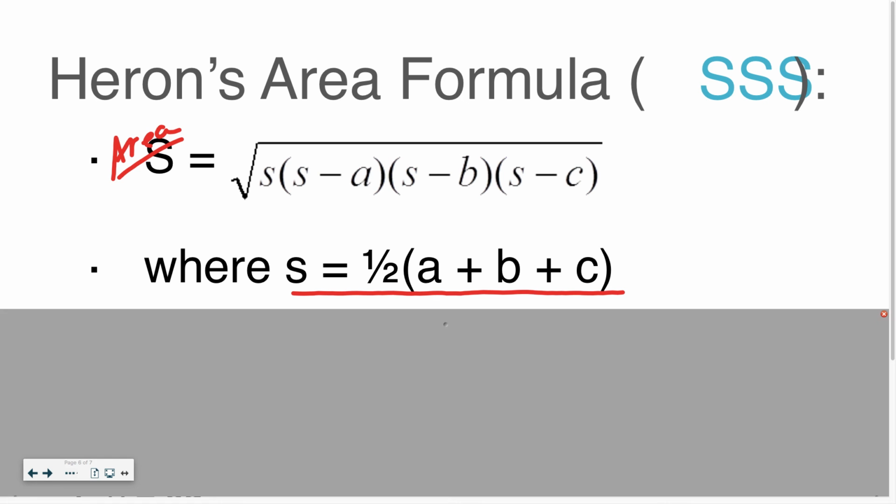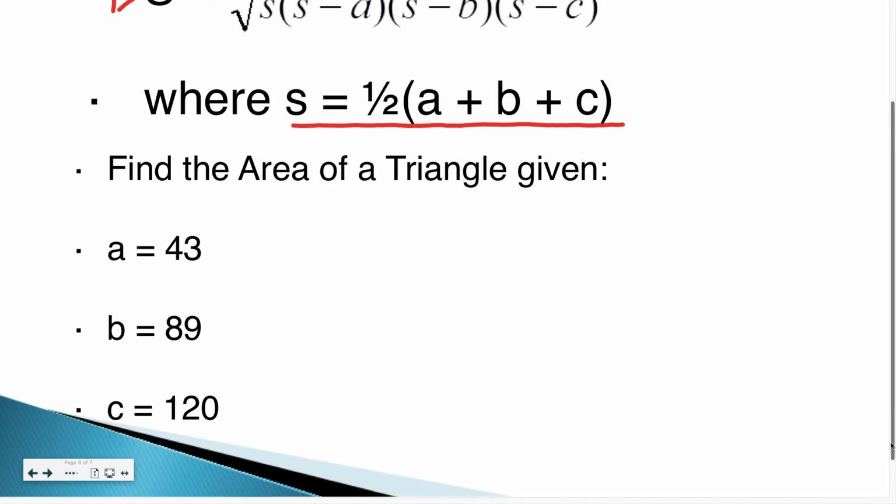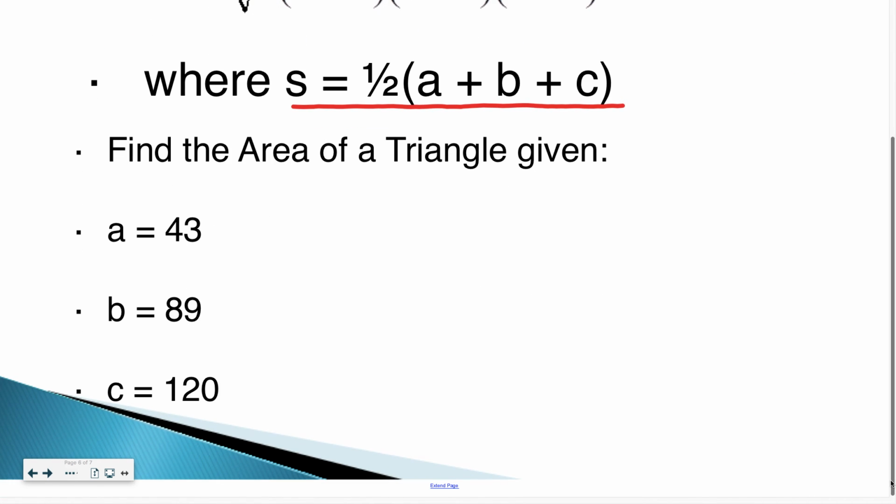Little s is a plus b plus c times 1/2. That's a number that in our square root we say that number times that number minus side times that number minus side times that number minus side. Right now your eyes are like, well. So let's find the area of this triangle. Sides are 43, 89, and 120.